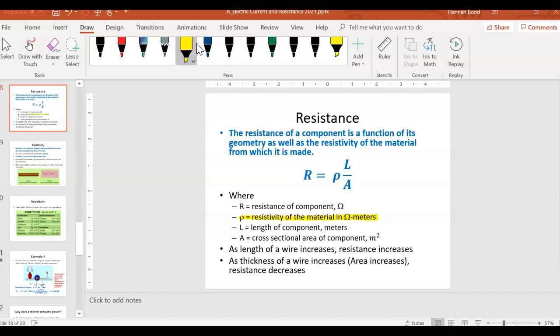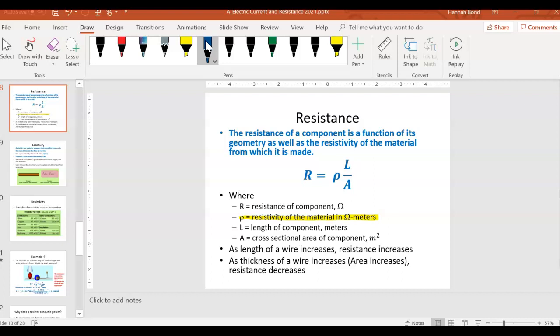That depends on the material. It's a material property that you will have to look up or be given. And notice that the resistivity is measured in ohm meters. Okay, so the resistance is proportional to that resistivity. It's also proportional to the length of the component in meters, and it's inversely proportional to the cross-sectional area.